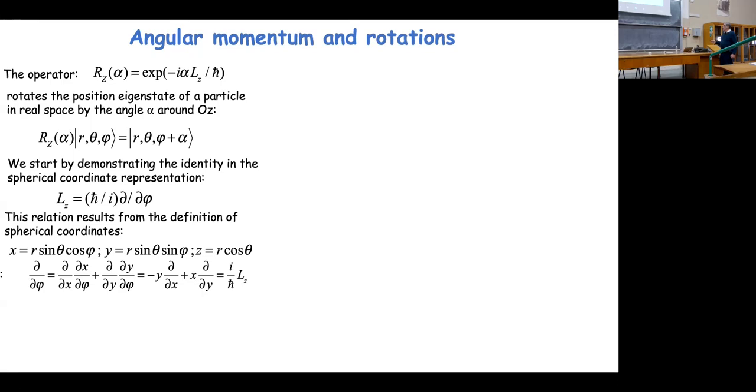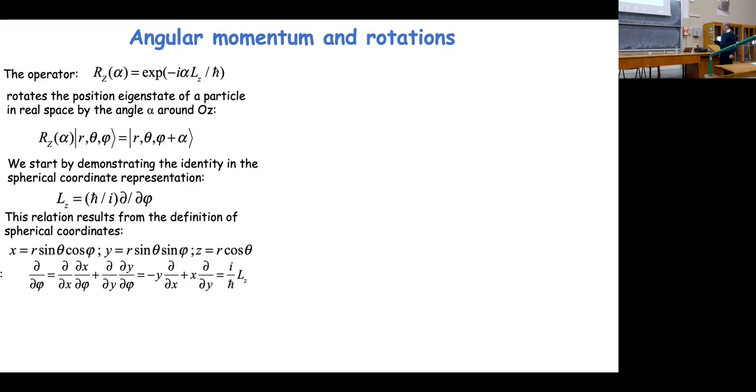First, you realize that to go from x, y, z to r, theta, phi, you apply this formula. X is just r sine theta, you project on the xy plane, cosine phi, y is r sine theta sine phi, and z is r cosine theta. What is d over d phi? It's of course d over dx times dx over d phi plus d over dy times dy over d phi. Now dx over d phi is just minus y, and dy over d phi is just plus x.